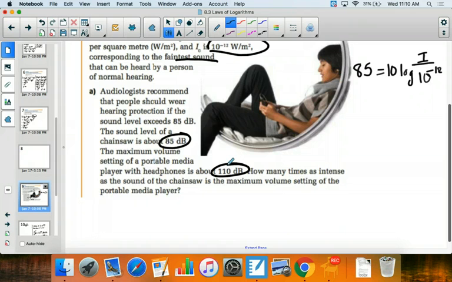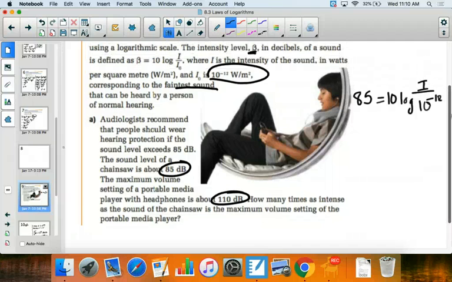How many times more intense is that? This is not a linear scale. You don't just say, oh, it's this many more decibels more intense. We're talking about the actual intensity of the sound. So we have a formula that gives us how to measure the intensity.